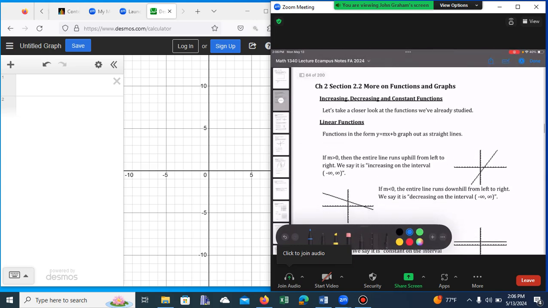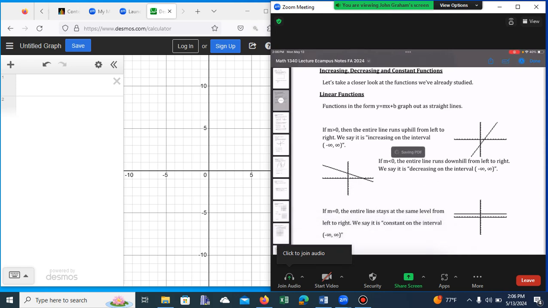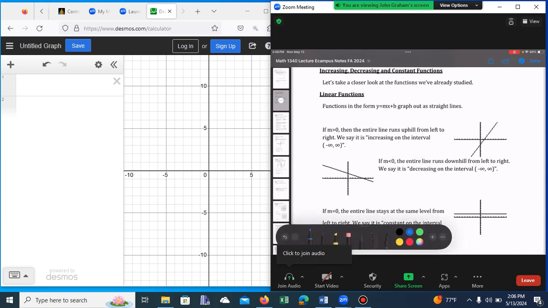Alright, so increasing and decreasing. Let's start with just linear functions. If you have a function that is going up and to the left, we have that as an increasing function. So increasing meaning that as it goes from right to left, it also increases in value. Okay, think of this as over time. If this is like your time and your bank account, you want to see that increasing. So you want to see the numbers get bigger and bigger.